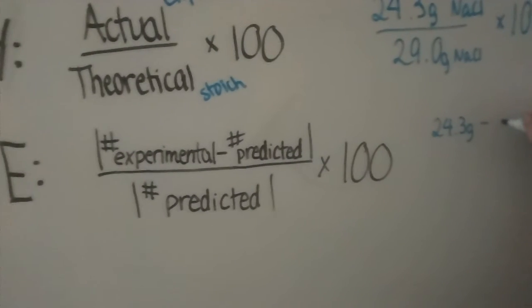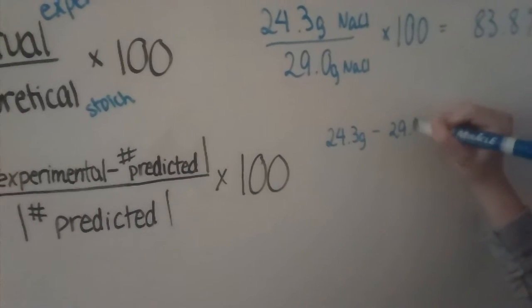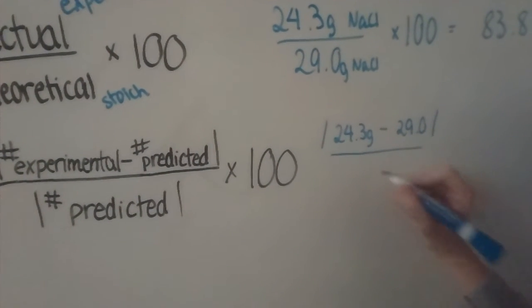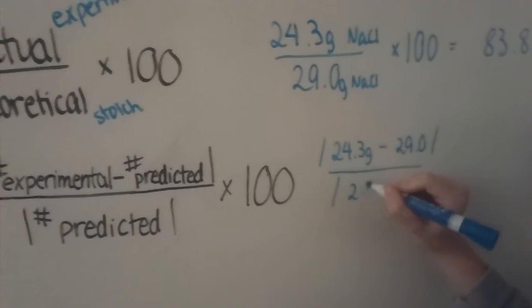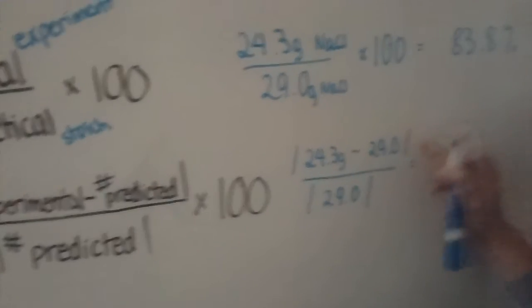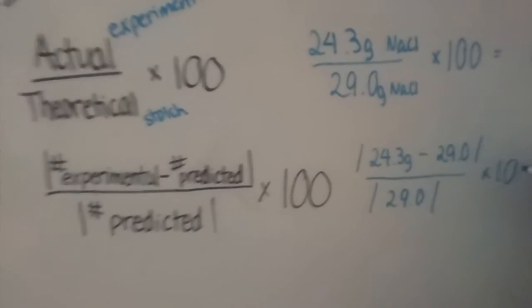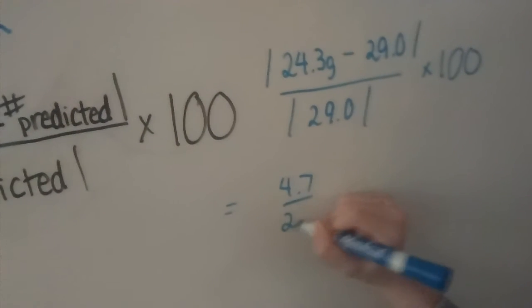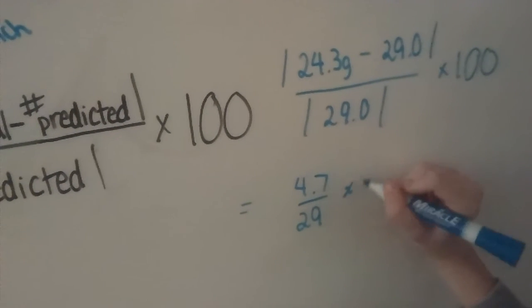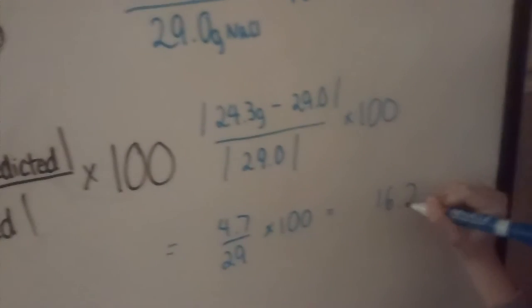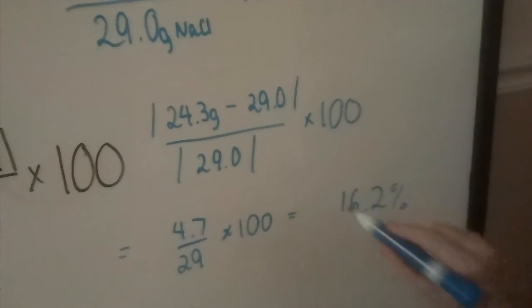24.3 minus 29, because that's what we predicted in our math. Make sure we have absolute value signs, because this will be a negative and we want it to stay positive. Then multiply by 100. So I'll write it down below here. And this ends up being 16.2%.